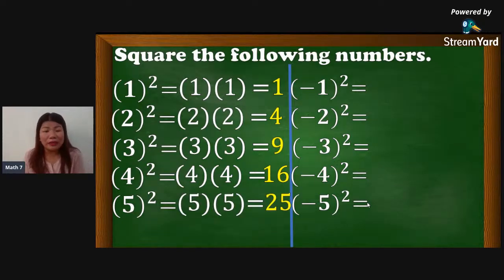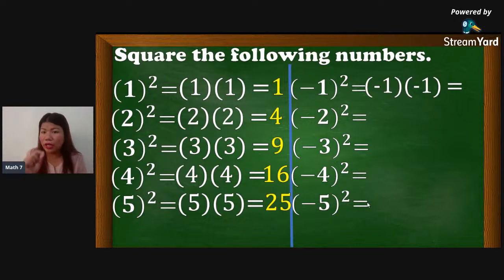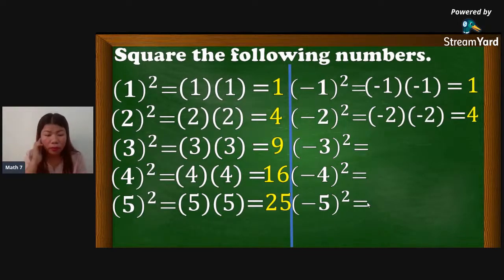So same way with negative numbers. Kapag may square yan, ibig sabihin, i-multiply mo ang base twice. So ang base natin dito is negative 1. So negative 1 times negative 1. Remember, kapag nag-multiply tayo ng parehong sign, ang sagot ay positive. So negative 1 times negative 1, our answer is 1. And we have negative 2 times negative 2. The answer here is 4.